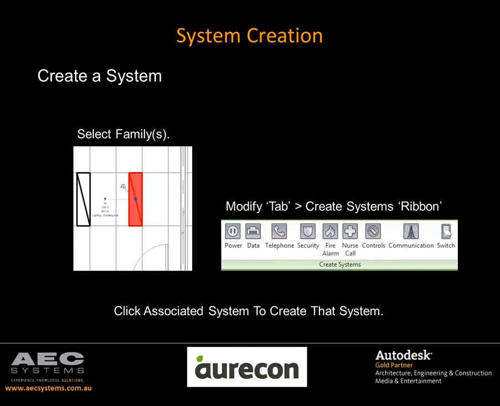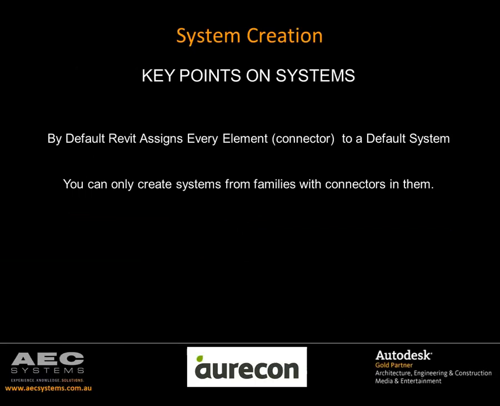How to create a system? The easiest way to create a system is to first select an item you want the system to belong to, such as a light or power device. In this slide, I've just selected a light fixture. Once selected, under your Modify tab, there will be a new ribbon called Create Systems. Select the associated system by clicking on it to create the system for that family, by selecting one of these.